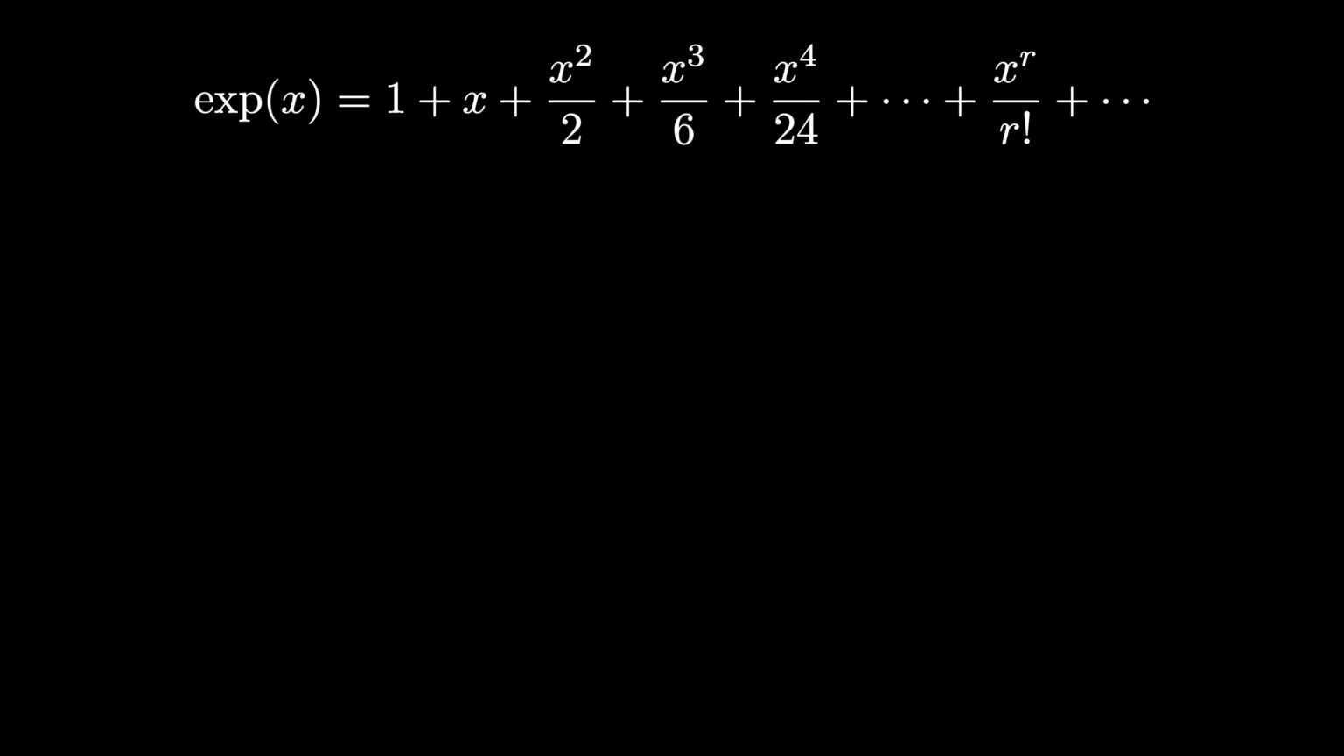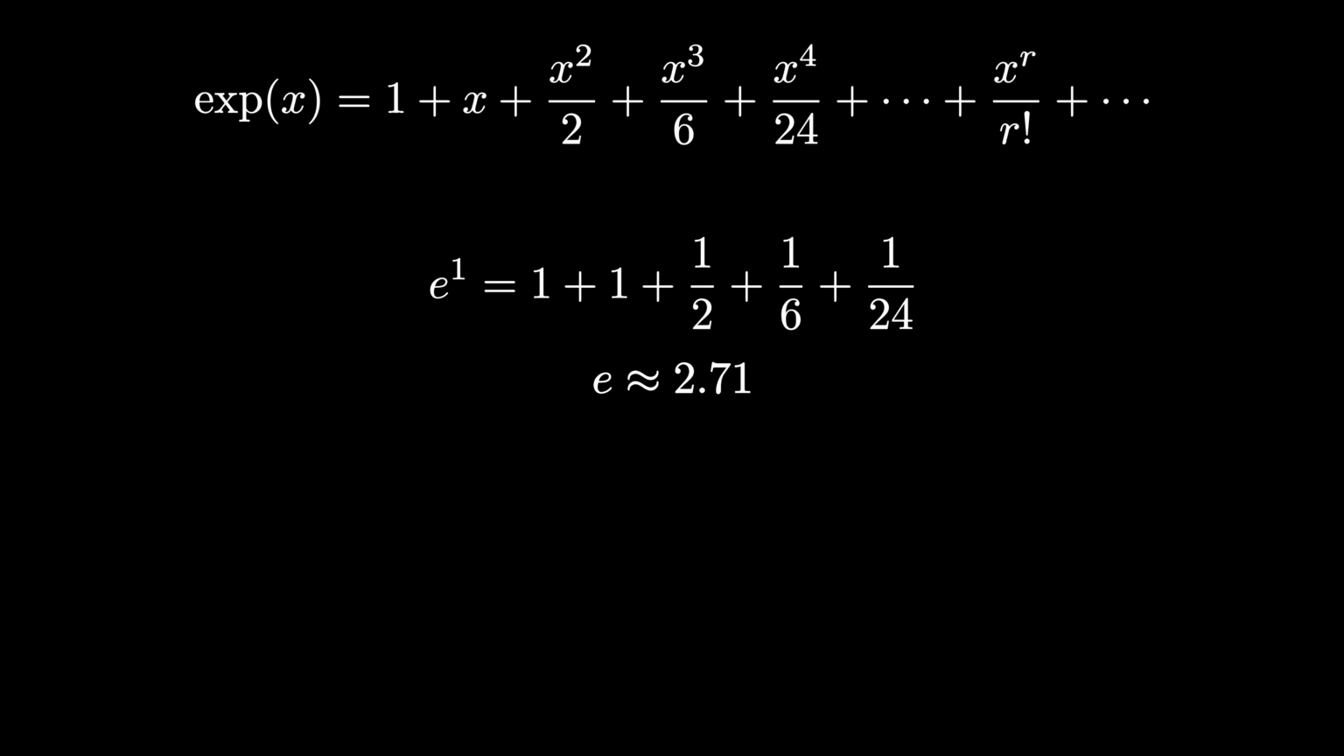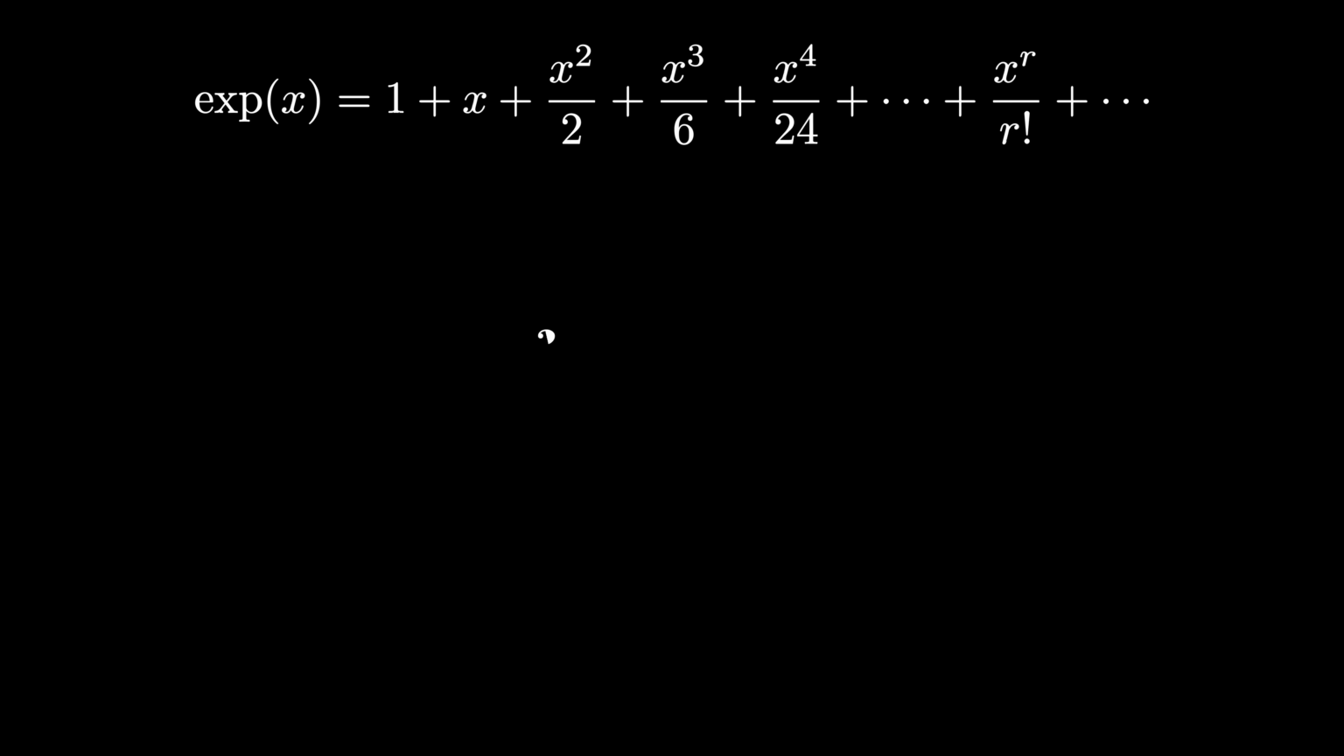To show you how accurate the sum is, let's input x as 1 into the first 5 terms and see how it comes out. You can see we get a result of e being about equal to 2.71 to 3 significant figures, where the actual value is 2.71828 and so on. The factorial, by the way, if you don't know what it means, is just the product of all the integers from 1 to that number. So 3 factorial being 1 times 2 times 3 equaling 6.